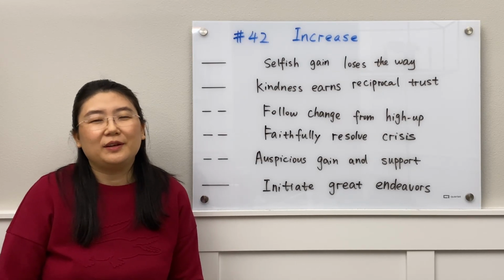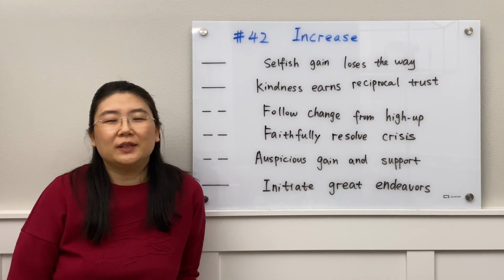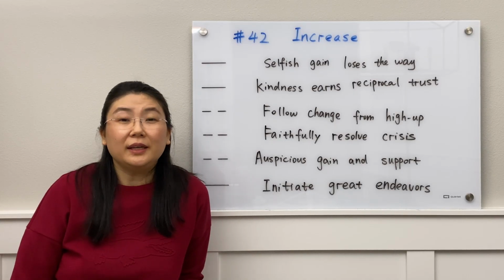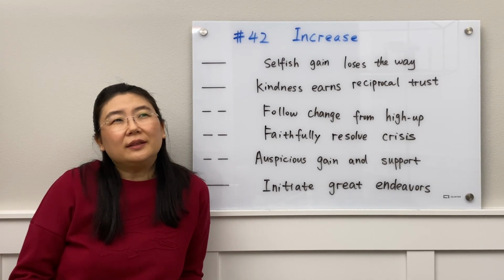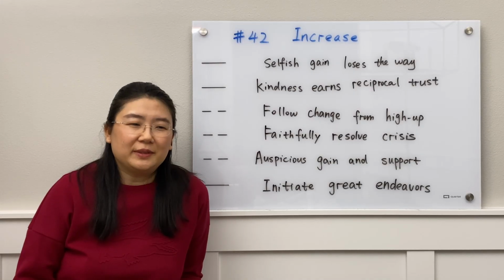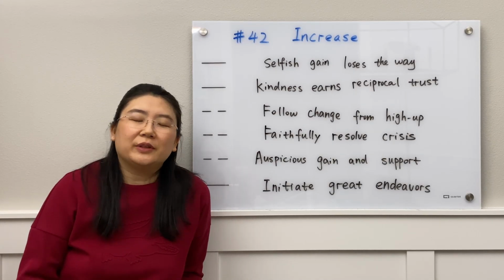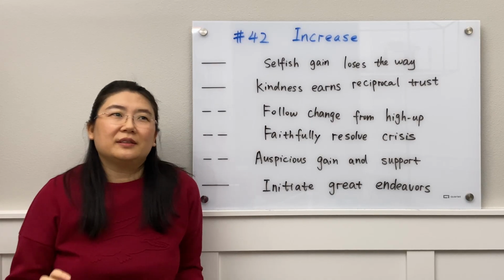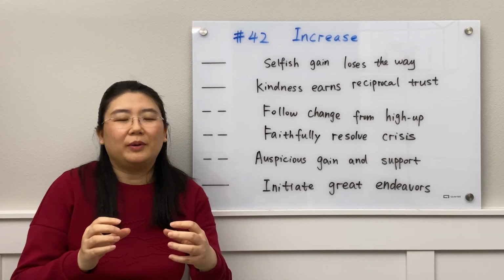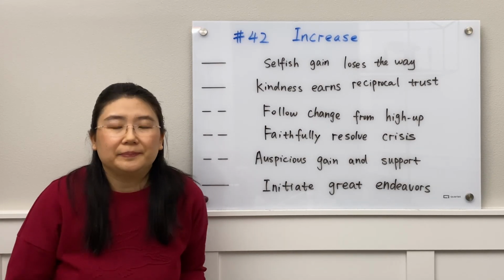In today's video, I'm sharing explanations for the 42nd hexagram in I-Ching called increase. Actually, the underneath wisdom of this hexagram is saying about the same thing in relation to the previous one, decrease. They're just talking about the same principle from different sides of the coin.